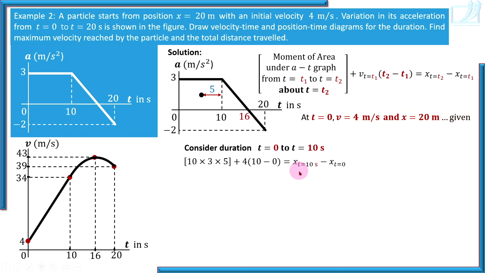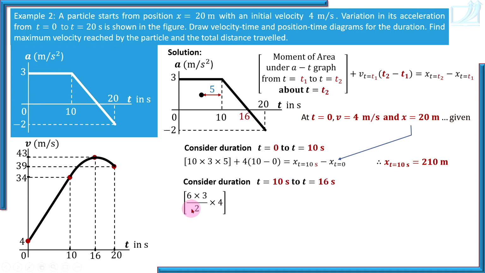This gives you final position minus initial position. Initial position is 20. Put it here and you will get the answer. This is the position at t equal to 10 seconds. Now the next interval, 10 to 16.